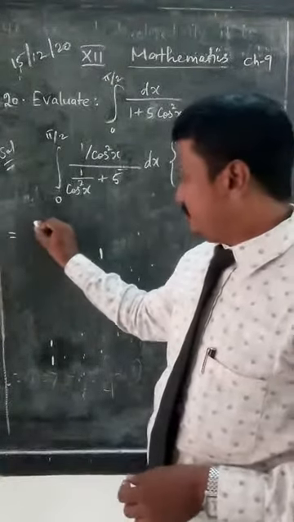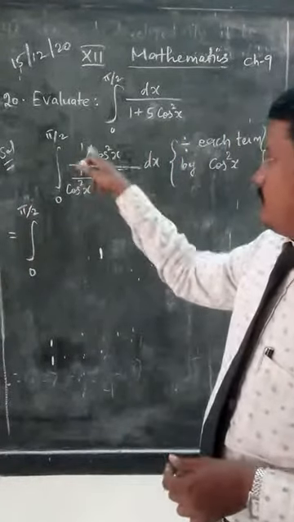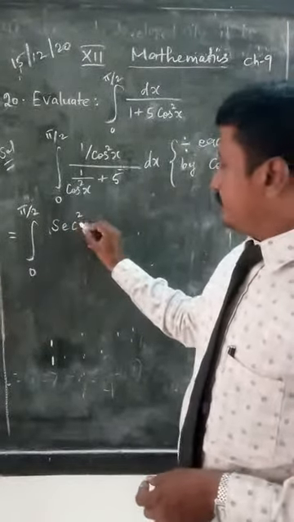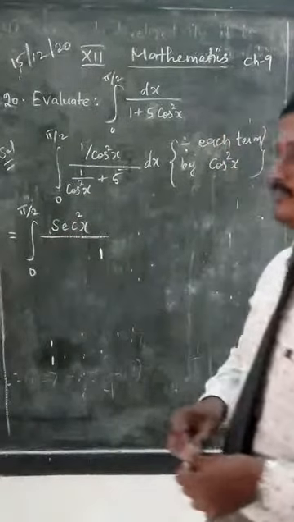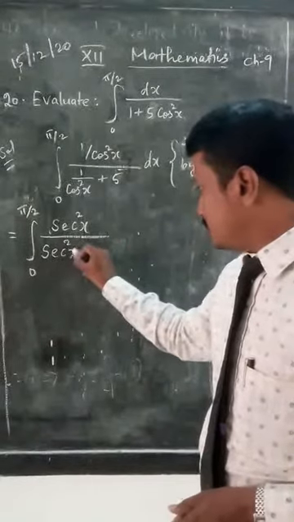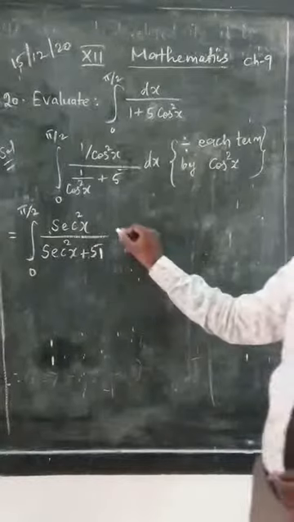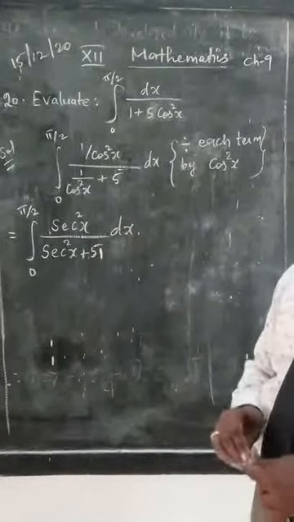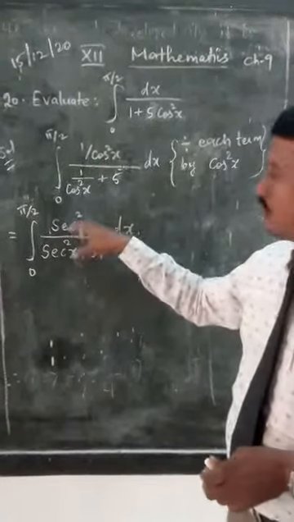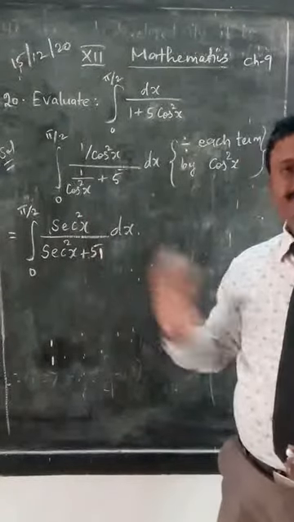In the next line, this is equal to integral 0 to pi by 2. You know very well 1 by cos square x can be written as secant square x, divided by, again 1 by cos square x is written as secant square x plus 5, into dx. What we have done so far: 1 by cos square we have written as secant square. Here also 1 by cos square is written as secant square x, and then this plus 5.